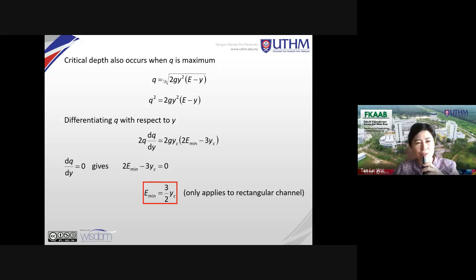So q squared equals square root 2g. This is actually coming from our formula for specific energy. For a rectangular channel, I hope you still remember this. I already showed you that means you have Q A, you can divide by B squared.